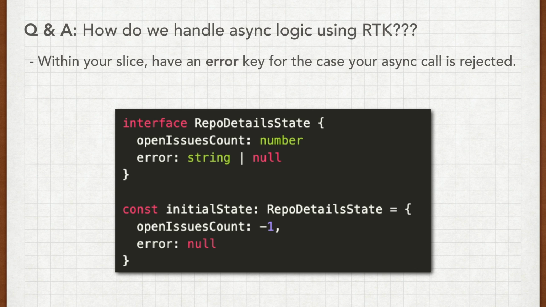But this is what our state looks like. We have the open issues count, a number that we are fetching from the external API. And we are following the directions where we have added an error key that will either be null if there is no error, otherwise it will be a string with the error message. And we have also initialized our state with open issue count -1 and error null.